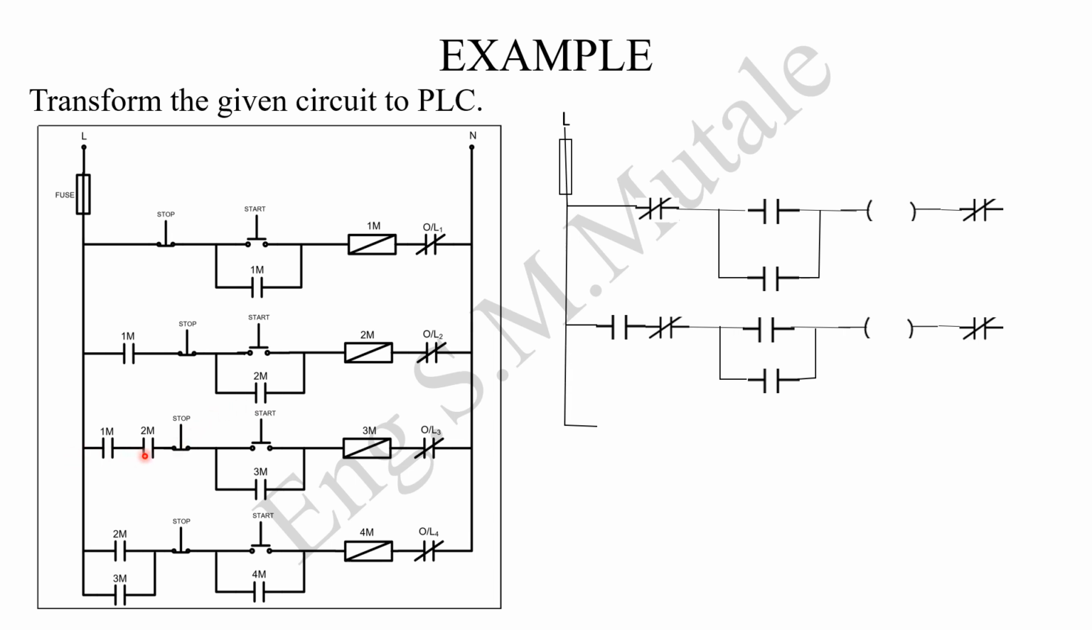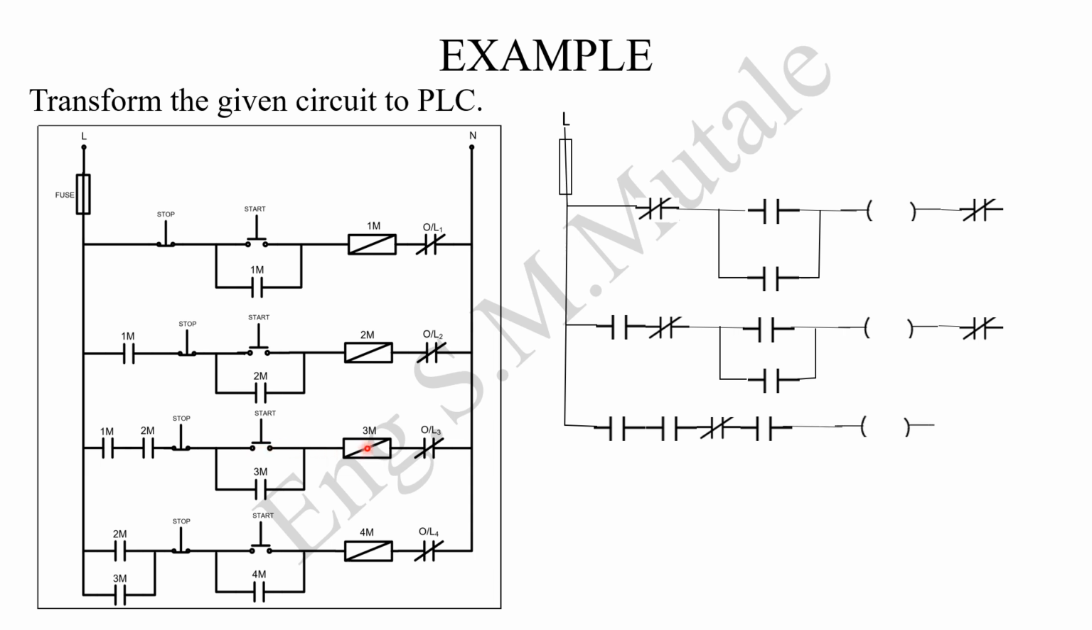Then you've got these two normally open, which are in series. And then from there, we have the stop push button. In PLC, a stop push button is a normally close. Then we are giving the start push button, which is normally open. From there, we are giving the coil.